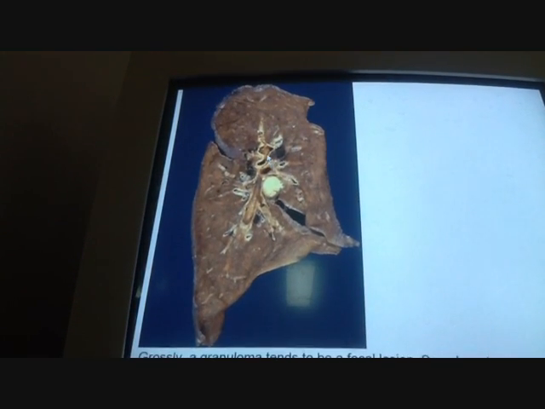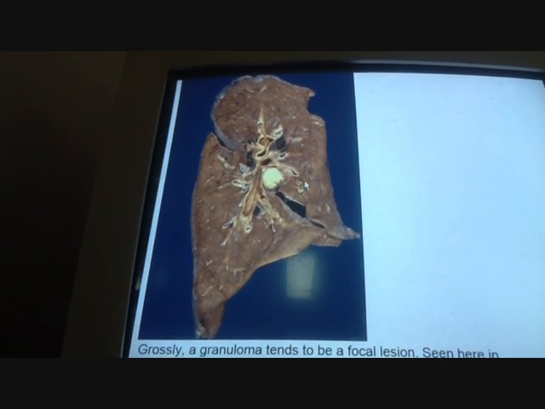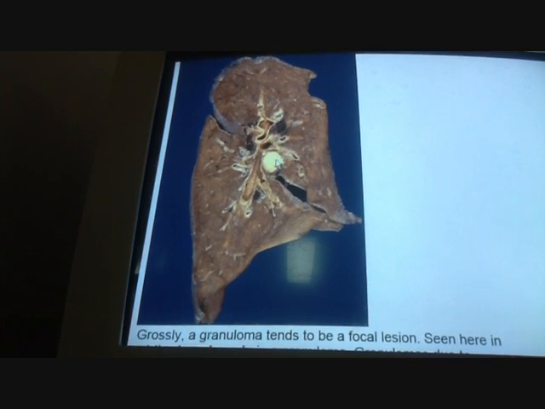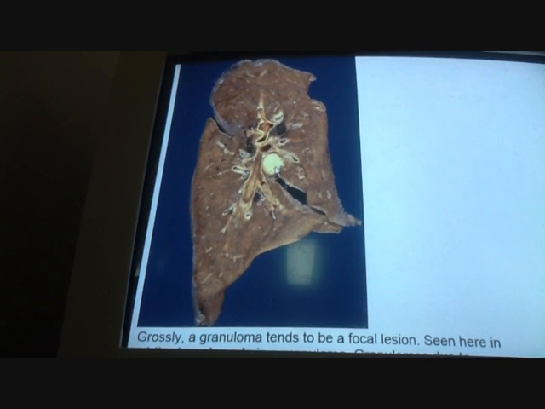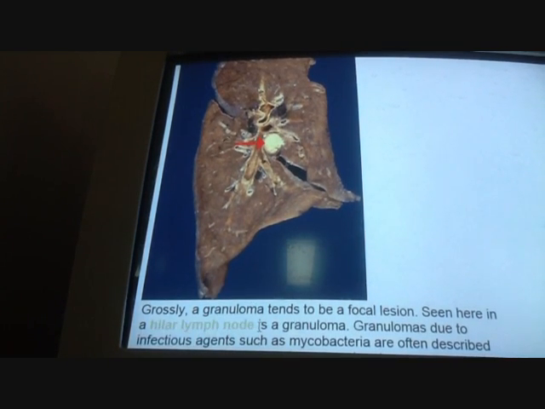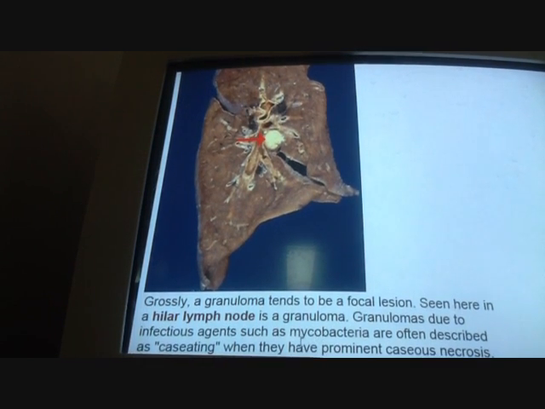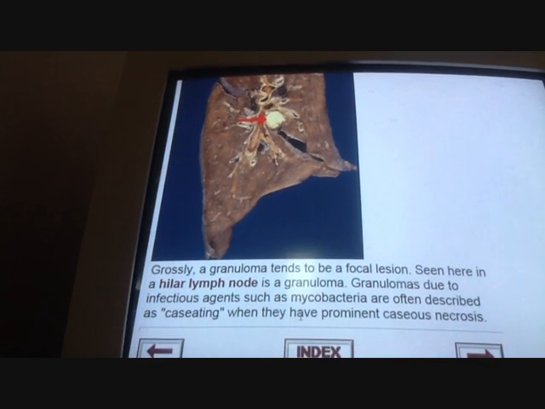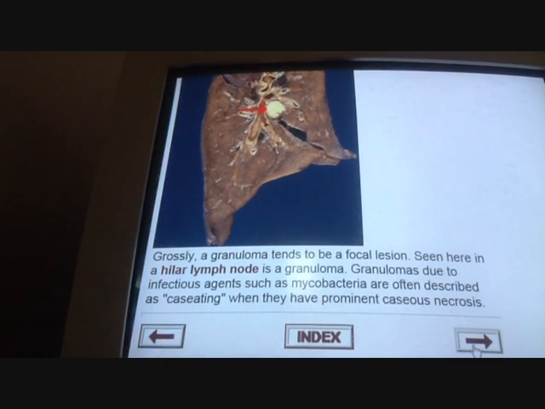This is the lung of another patient with pulmonary TB, and in this case, there are no diffusely dispersed granulomas, but you could see this hilar lymph node. This is a hilar lymph node, largely expanded. It's a large lymph node involved by granulomas. Granulomas, due to infectious agents such as mycobacteria, are often described as caseating. So caseating are granulomas with central necrosis, or central caseating necrosis, or caseous necrosis.